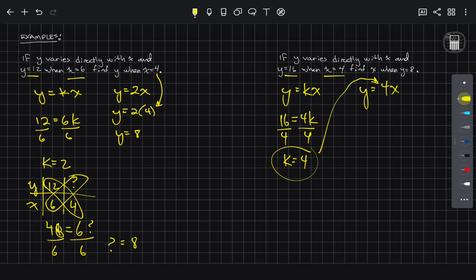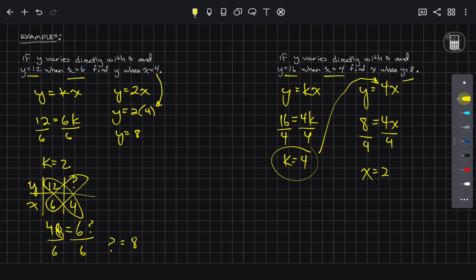So we know that x is being multiplied by 4. That's going to happen every single time we plug an x value in. Times 4, times 4, times 4. Now we need to find x when y is 8. This is why we're paying attention to what is being asked. Always make sure we're answering the question. So when y is 8, that means instead of substituting for x, I'm substituting for y. 8 equals 4x. Another one-step equation. Divide by 4, divide by 4.